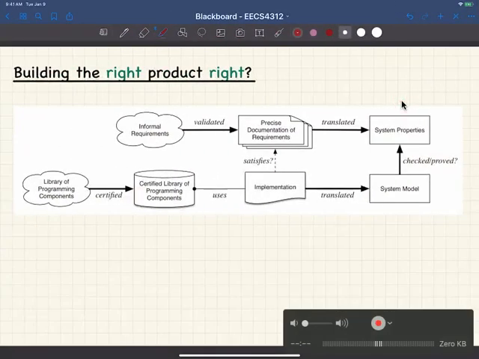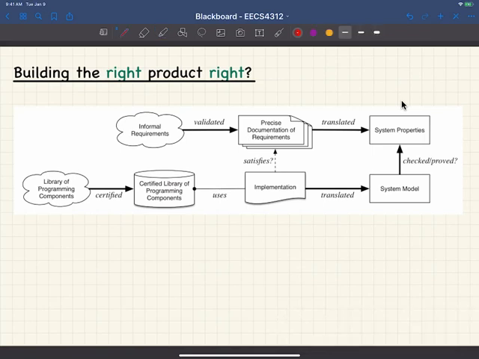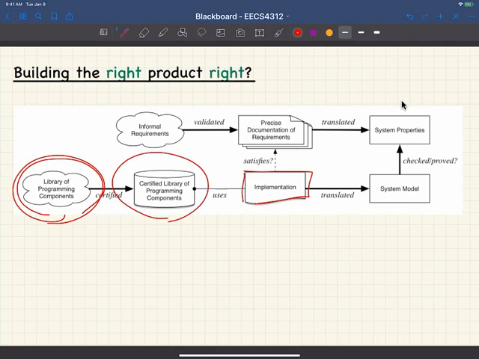What I said before, this diagram over here: when our implementation is actually using some library components, you want to make sure that library component is somehow certified. You may have to prove every method that you might want to use in that particular library. Okay, let's see how we can do that, and I'm going to show you some example.